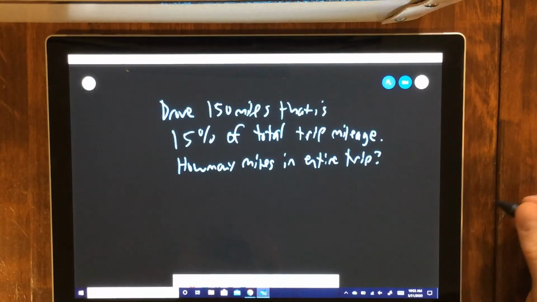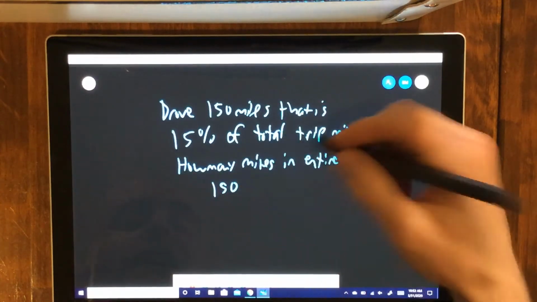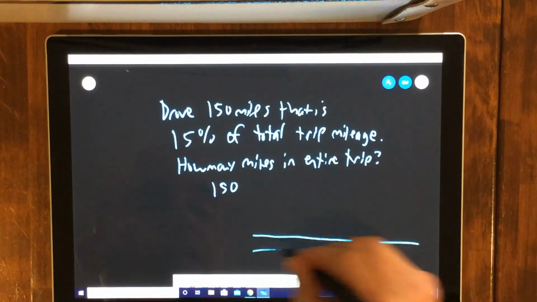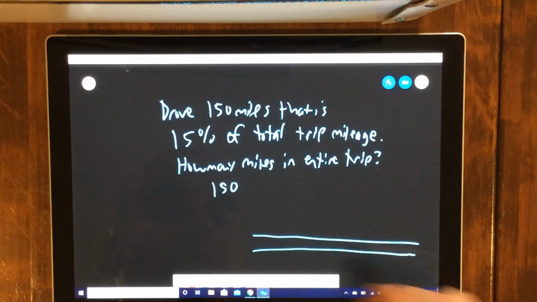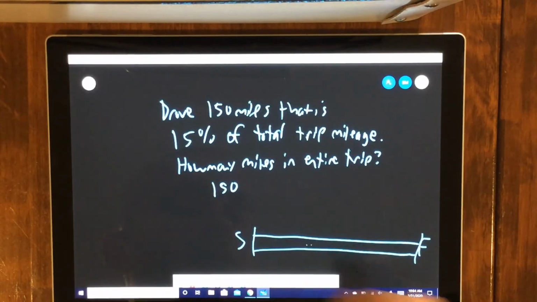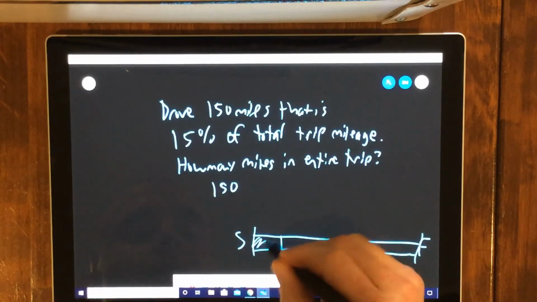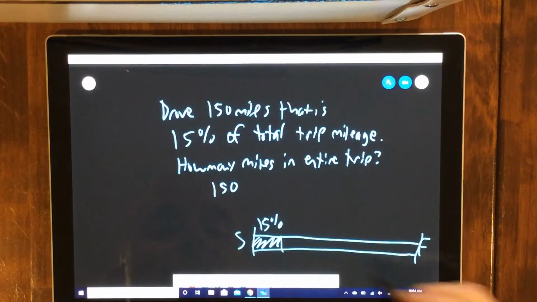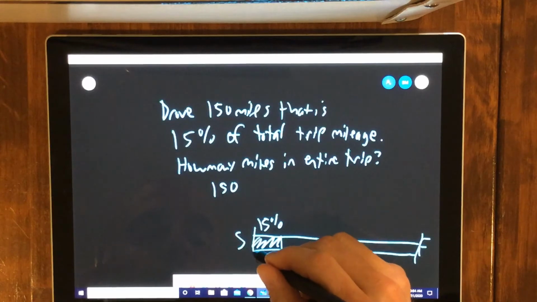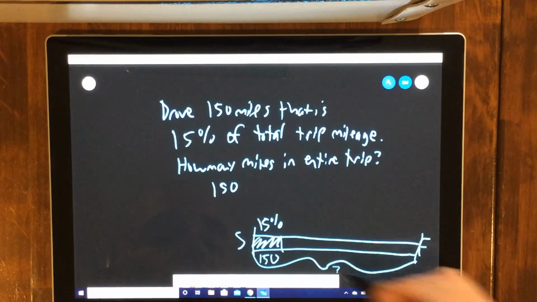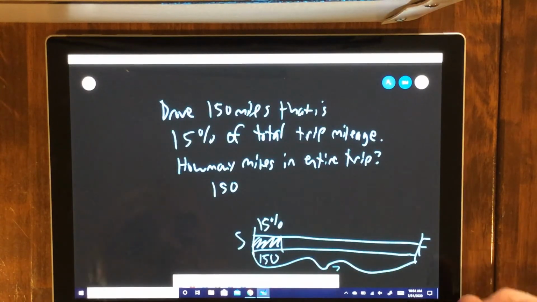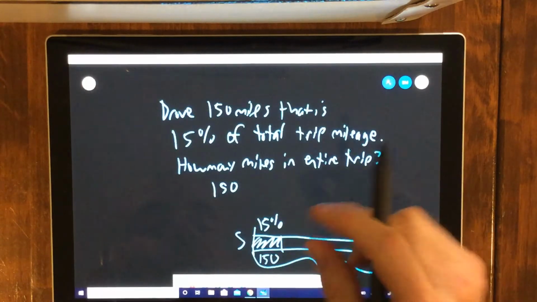So if we know 150 miles is 15% of the entire trip, right? Here's the road. Let's say this road is the entire trip. So here's start, here's the finish. And you drove, let's say that's 15%, and you know that's 150. Well, then how much is from here to here? What's the total trip? You could say, oh, 150, 150, 150, 150, and do it that way. But that's kind of crazy. But that's the concept, right?